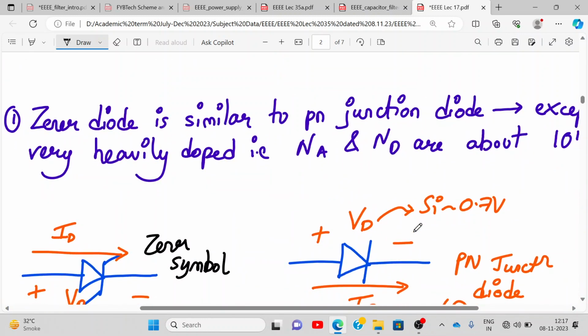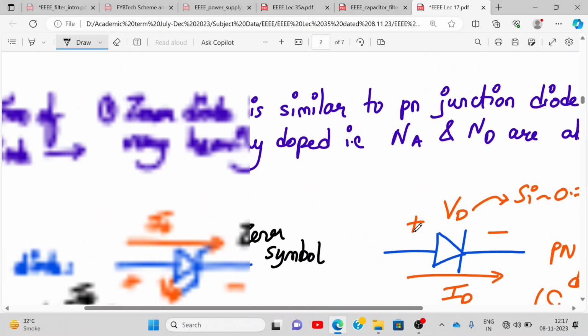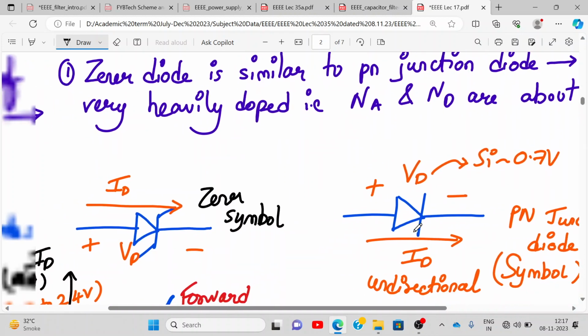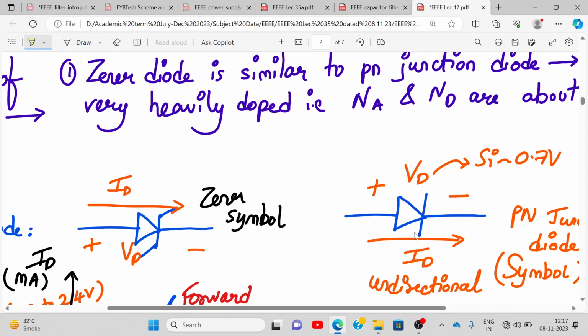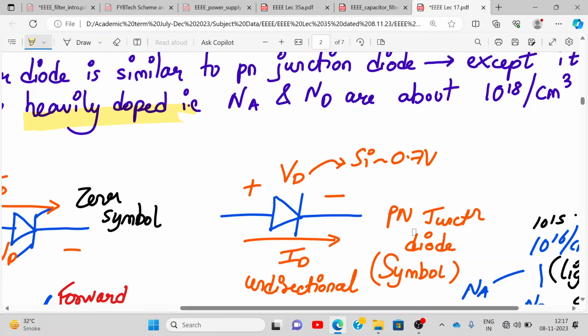Write down the topic Zener diode. I'll tell you the reason exactly how Zener diode and PN junction diode are different. Listen carefully, Zener diode is the same as PN junction diode except for one difference. What is it? It's very heavily doped. Meaning what? N_A and N_D. Do you know what they are? Acceptor carrier concentration in P type and donor carrier concentration in N type. It's way higher compared to a normal PN junction diode.